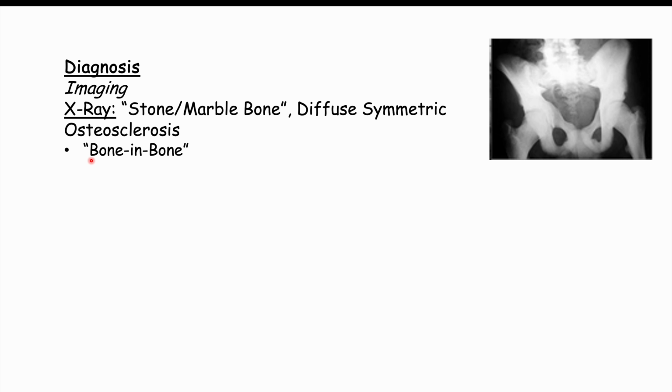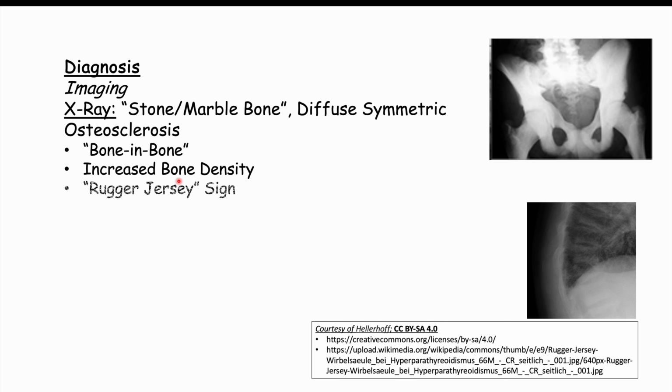We can also see something that is described as bone in bone or endobones. These endobones are going to be found in the pelvis, so we can see them in imaging of a pelvis. These endobones are not going to be found in type 1 adult onset osteopetrosis. Again, we can also see increased bone density. And we can also see something called Rugger-Jersey sign.